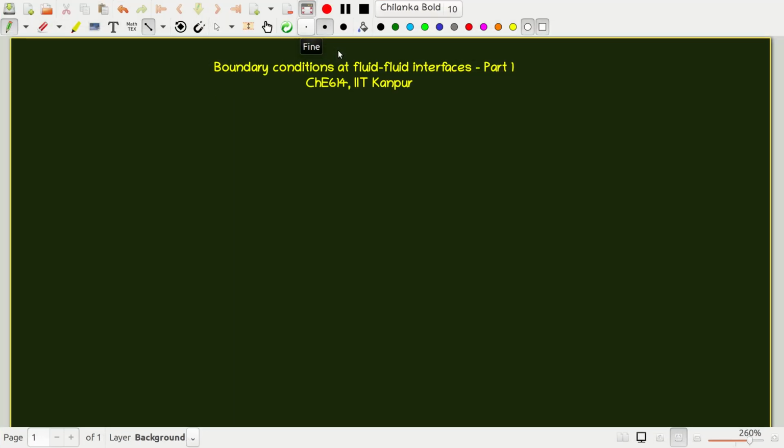Hello students, welcome to this module on boundary conditions at fluid interfaces, which is part of the course CHE 614 at IIT Kanpur. Now the first few instabilities that I'm going to discuss a little later after these modules, they all relate to fluid interfaces.